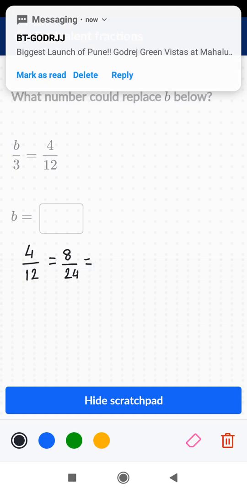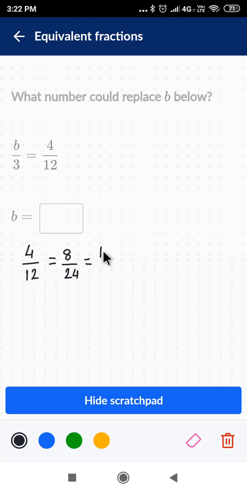If we multiply by 3, we will get 12 by 36. If we multiply by 4, we will get 16 by 48. This will go on indefinitely. You can go on multiplying with larger and larger numbers and go on getting the equivalent fractions of 4 by 12.